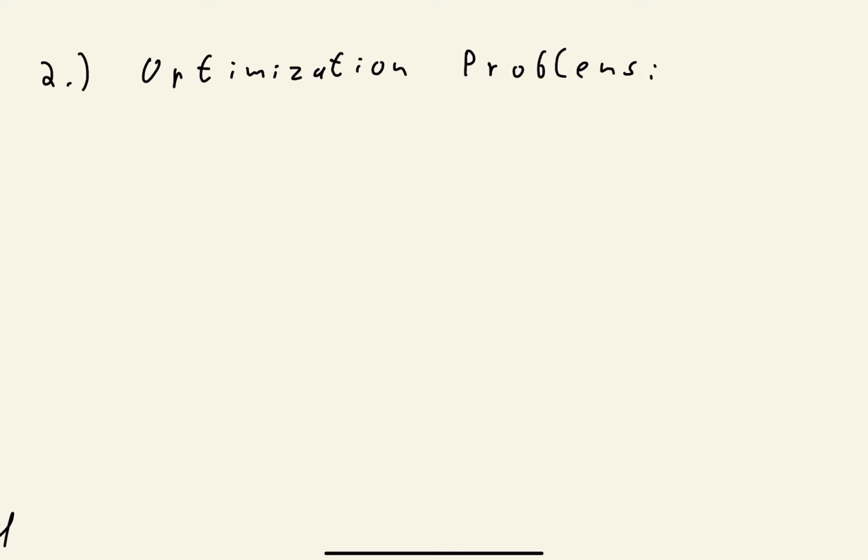So the optimization problems are given by the following. The steel producer, firm A, is maximizing over the amount of steel which is produced, so YA. It's maximizing its profit, which is given by the price of steel times the amount of steel which is produced, minus the costs of steel which is produced, so CA of YA.